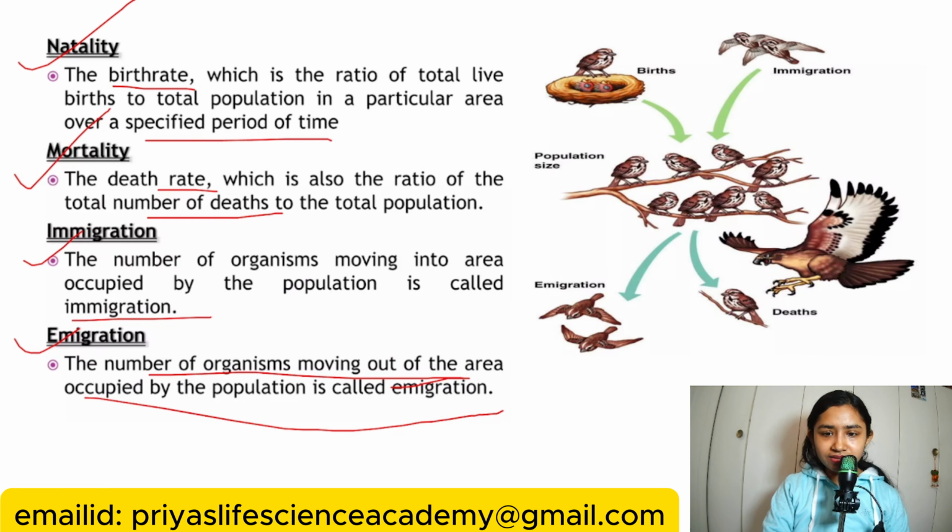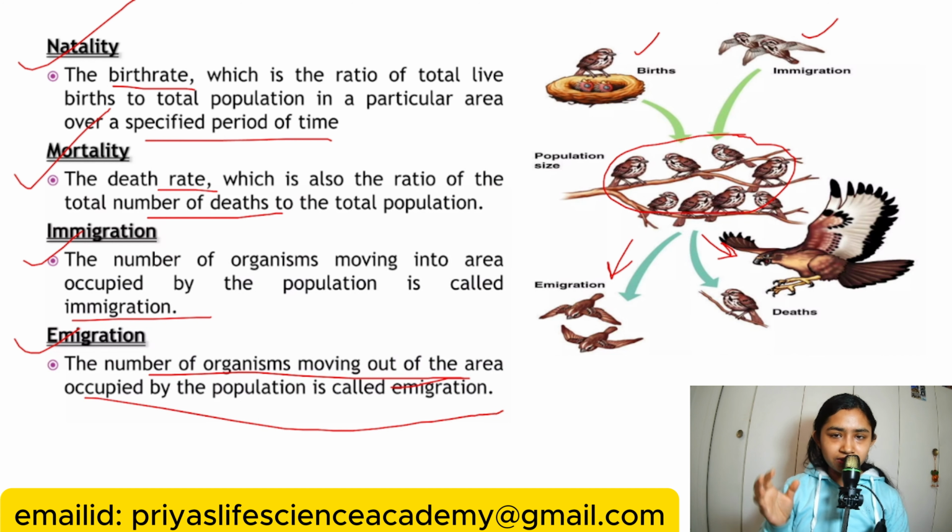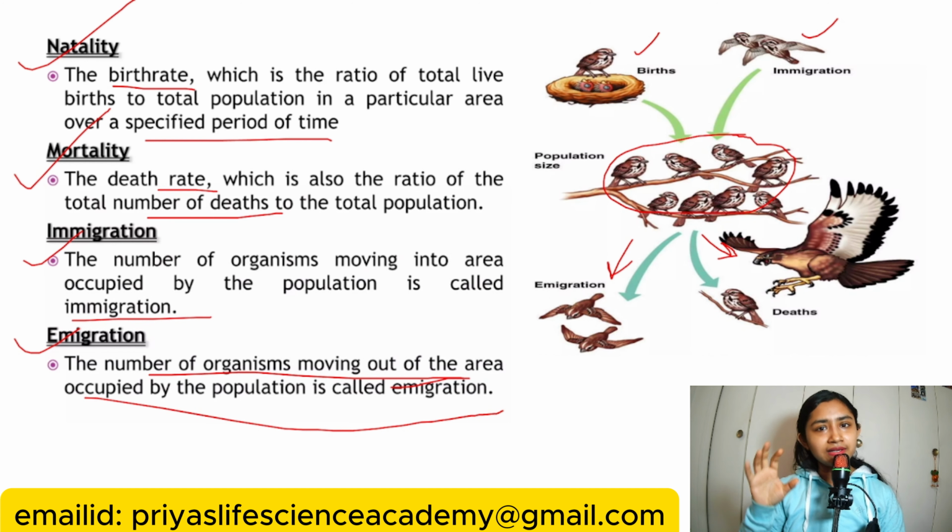So here you can see the whole picture, births and immigration. These are the two factors that increase the size of the population, and this is the whole population size, and how the population size is decreased by emigration and by death. So this is the whole picture of the factors by which the population size is regulated. It can be increased or it can be decreased. I hope you understand the first characteristic of population, that is population size, and the factors which regulate the size of the population.